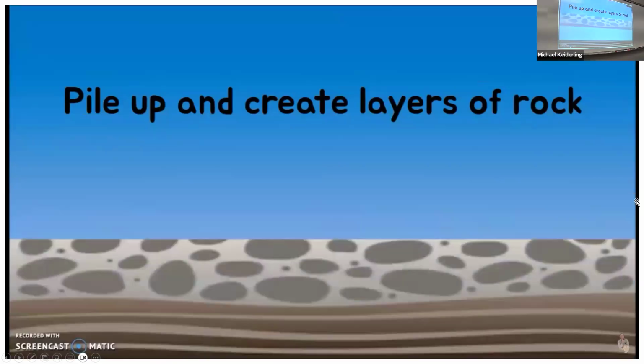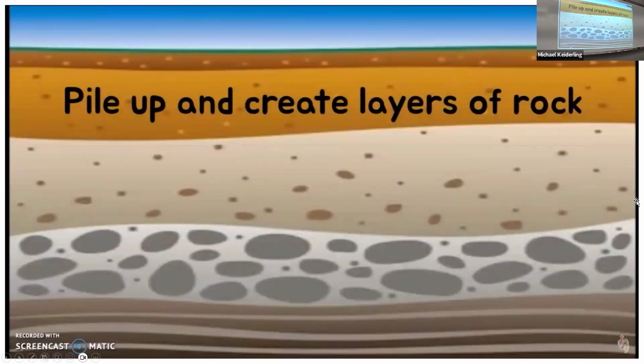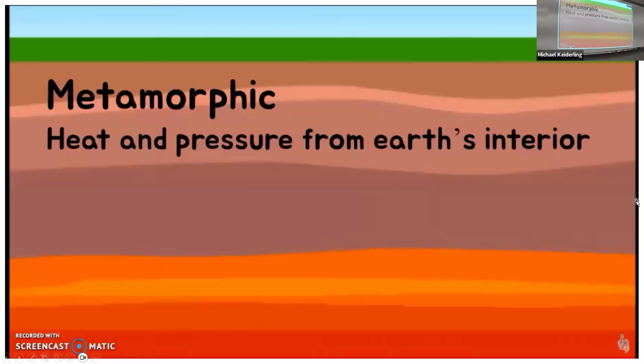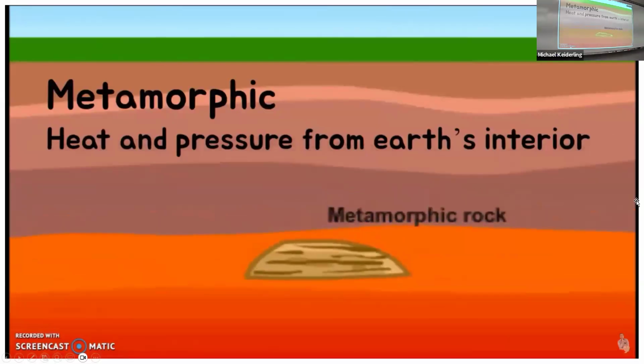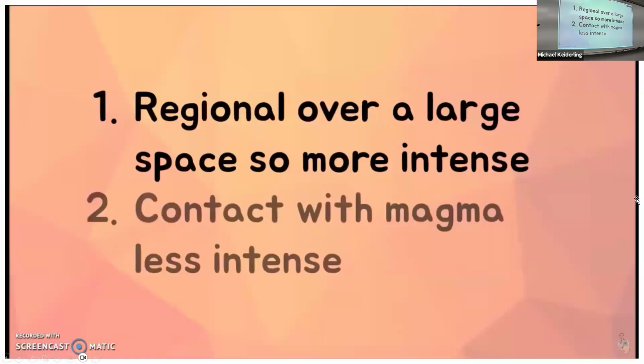When sedimentary rocks form, they pile up and create layers of rock. Once these layers build up, they begin to put tremendous pressure on each other. This pressure, combined with heat from Earth's interior, is going to change these rocks into metamorphic rocks. This change can happen in one of two ways. Regional metamorphism, which means it happens over a large area, so the pressure is very intense, or contact metamorphism, where the pressure is less intense since the change happens with contact with magma.